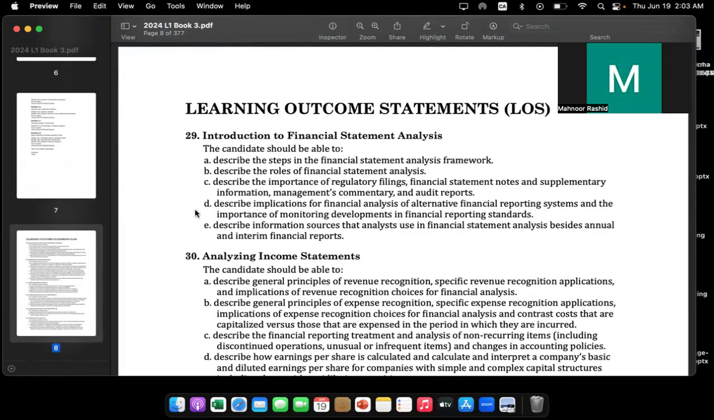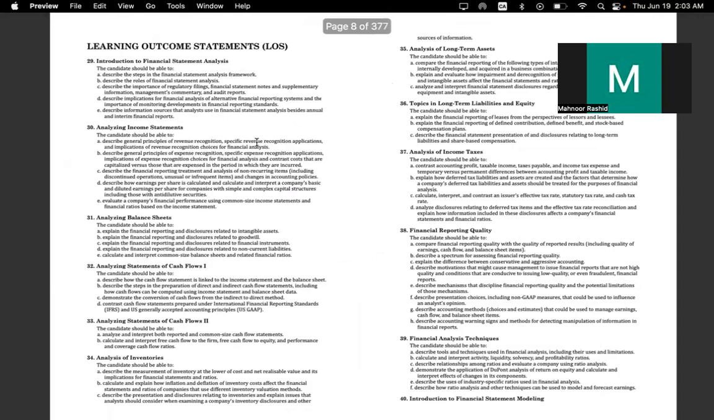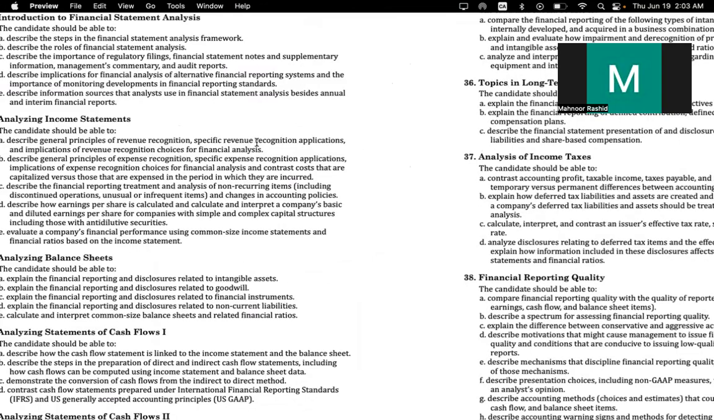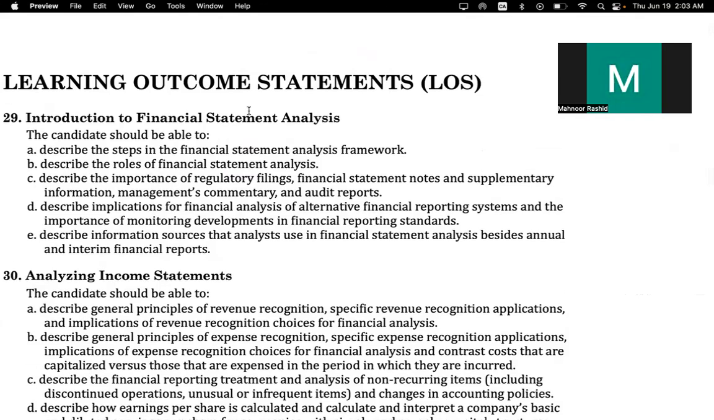So it's very good that we read the learning outcome statements, because this is what you should know, right? And when you read it, you should sort of apply those things when you're trying to understand the reading as well. So for instance, we're going to do the first reading right now, which is Introduction to Financial Statement Analysis. What the candidate should be able to do is describe the steps in the financial statement analysis framework. There are 6 main steps. We should know those by heart because they could be asked in the exam.